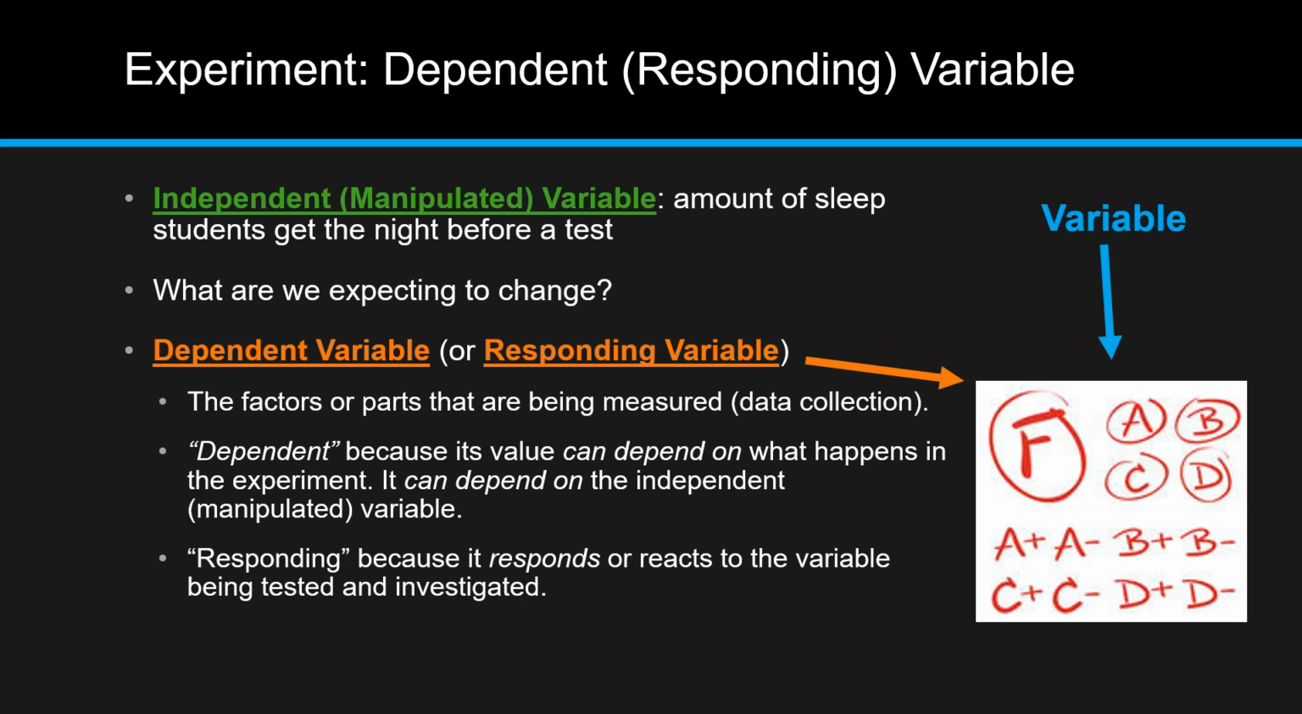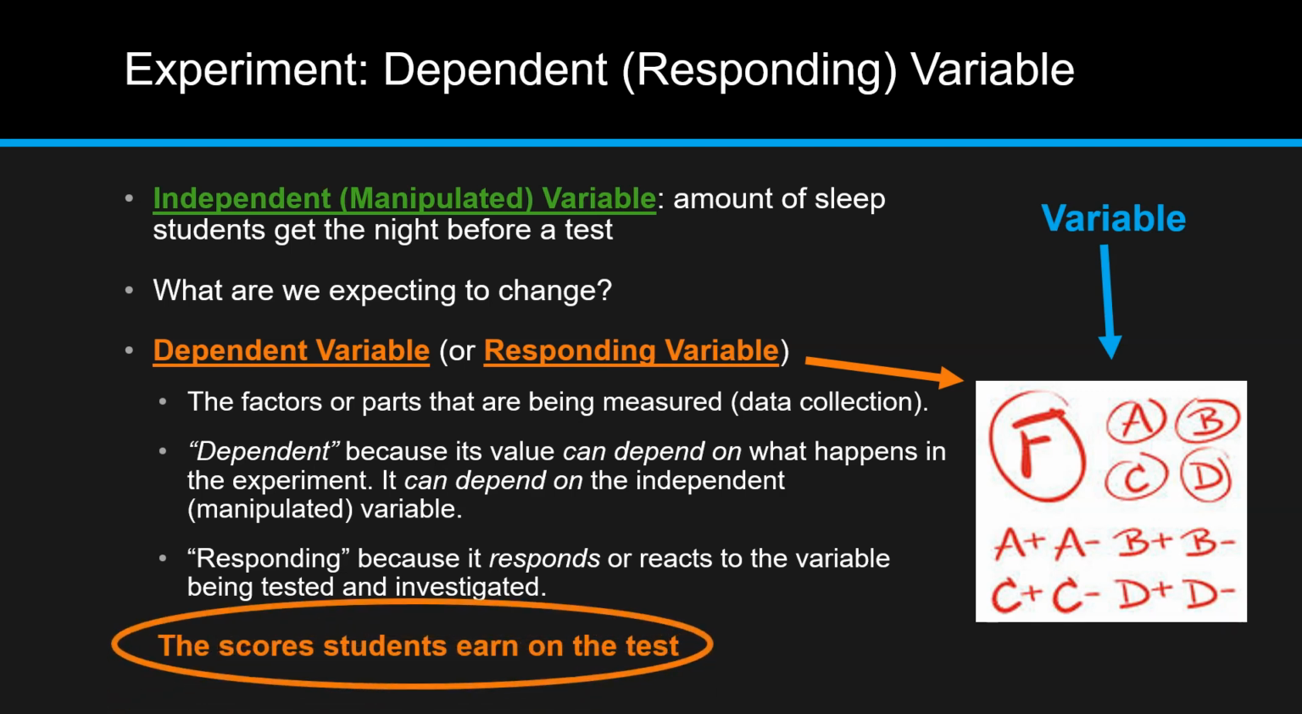In this experiment, the independent variable is the amount of sleep that students get before a test. And we're measuring how that influences the scores that students earn on the test. That is the data that we are collecting and analyzing.